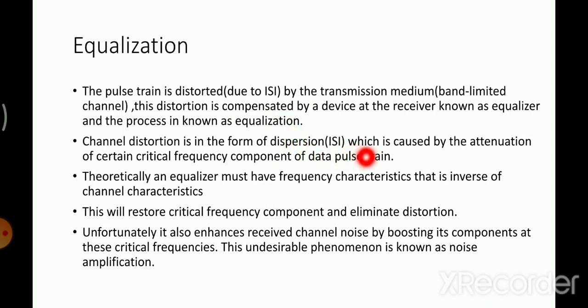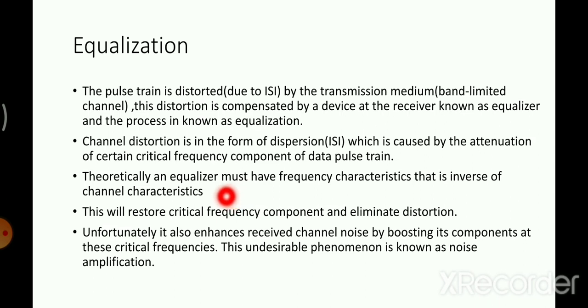It is a form of distortion which is caused by the attenuation of critical frequency components. Just now I have shown you that you are not sending all frequencies, and a part of it is suppressed. So you are losing some critical frequency components. At the receiver, we try to give back those frequency components by using a certain kind of amplifier. Theoretically, an equalizer must have frequency characteristics inverse of the channel characteristics. This is really important. Whatever we are losing in the channel, we should have a device which is opposite of the channel, so whatever we have lost, we regain it.